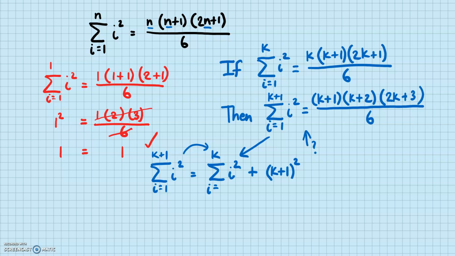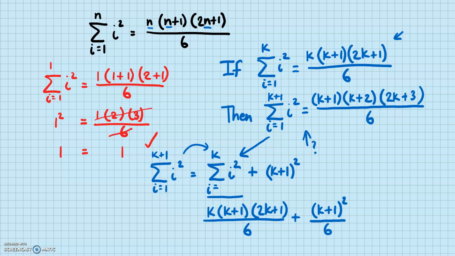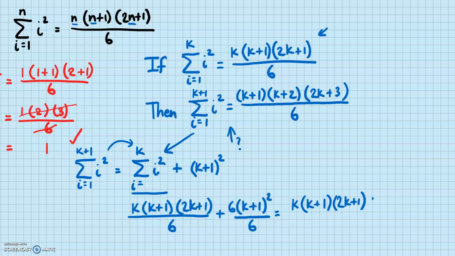Now, we know that this part right here equals this part right here. So let's substitute that. So that's k times k plus 1 times 2k plus 1 over 6. And we're adding k plus 1 squared to this. Okay, so let's have the denominator of 6 here. So let's multiply both the top and the bottom by 6. And we're going to get k times k plus 1 times 2k plus 1, plus 6 times k plus 1 squared, over 6. And you'll notice that we have a common term here. We have k plus 1, so we can factor that out.